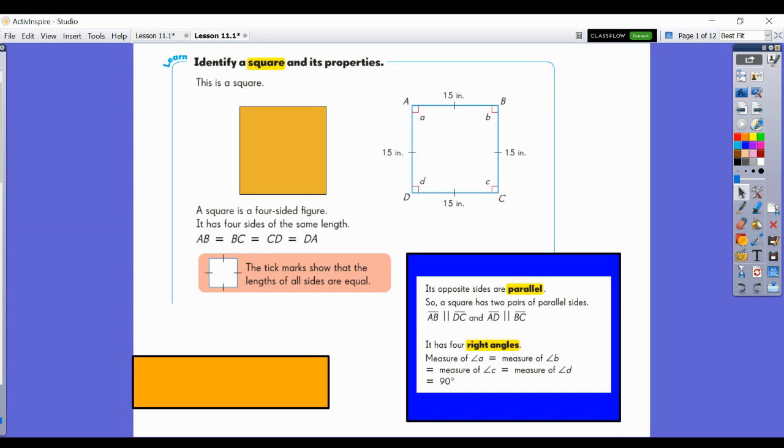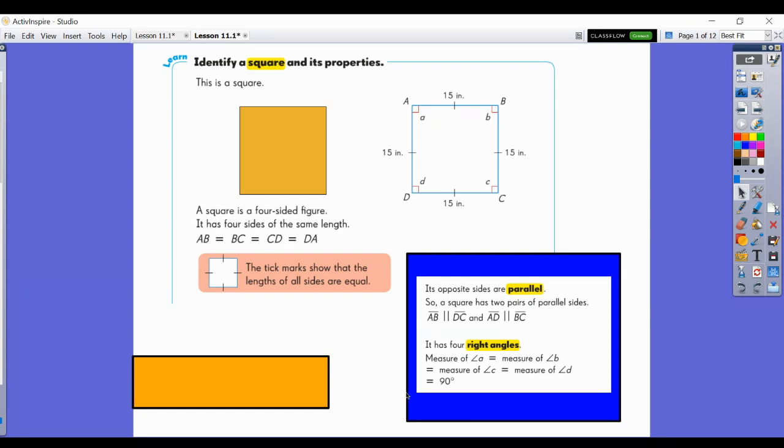Today we're going to begin a brand new unit all on squares and rectangles. So we're going to begin with lesson 11.1. And the purpose for today's lesson is to be able to identify a square as well as a rectangle and its properties. We will complete 2 lessons in one day since it is a short lesson and you guys are rock stars and I know that you will get this immediately.